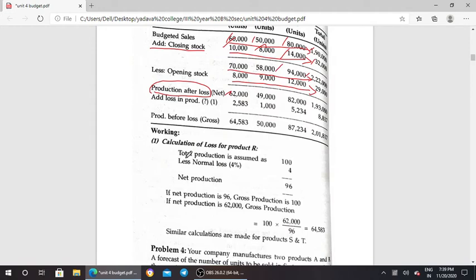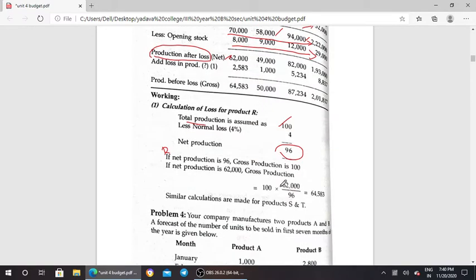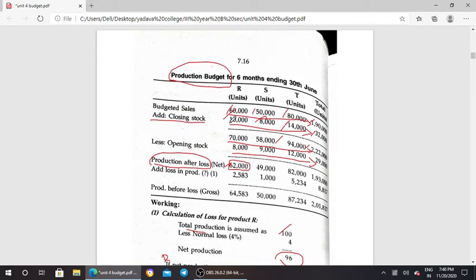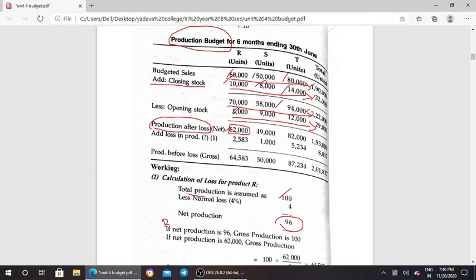For example, assume that total production is 100. Less normal loss of 4% means 96. We are calculating for R. So the gross production is 100, less the normal 4%, you get net production of 96. With the help of net production, 62,000, which we have already found: estimated sales add closing stock is 70,000, less opening stock 8,000, we get 62,000.